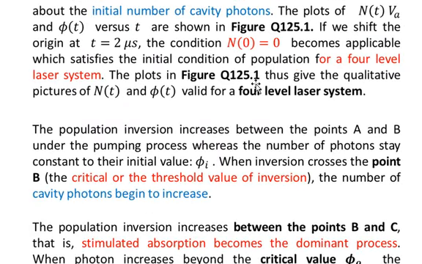The plots of figure 1 thus give the qualitative pictures of n of t, that is the population inversion as a function of time, and the photon number phi of t as a function of time, valid for a 4-level laser system, and of course also valid for a 3-level or quasi 3-level laser system.